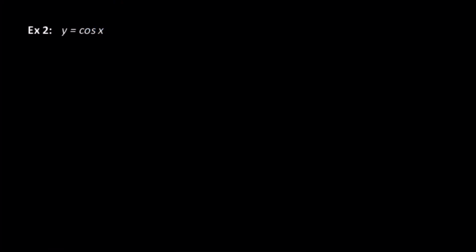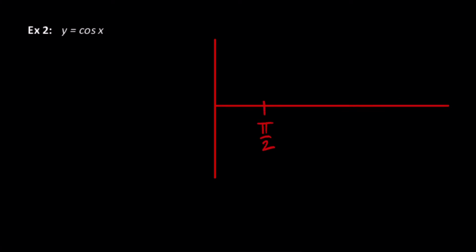Let's take a look at cosine. I'll set my axes up the same. So here's my y-axis, x-axis, and let's label the 4 quadrantal angles. So I've got pi over 2, pi, 3 pi over 2, 2 pi. And as you can imagine, the maximum cosine gets is 1, and the minimum is -1.